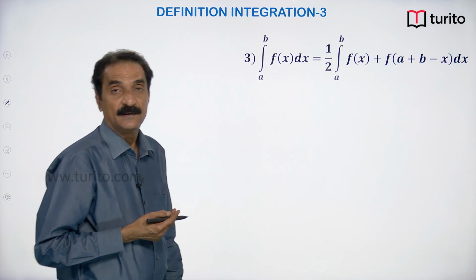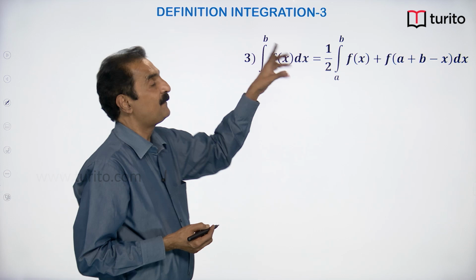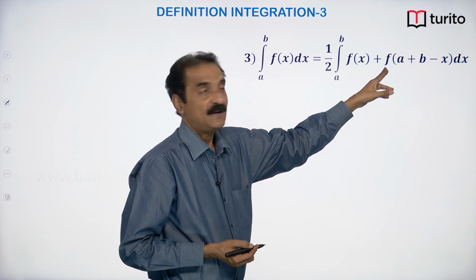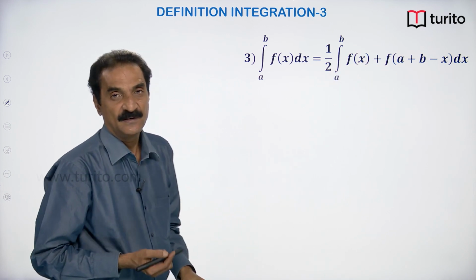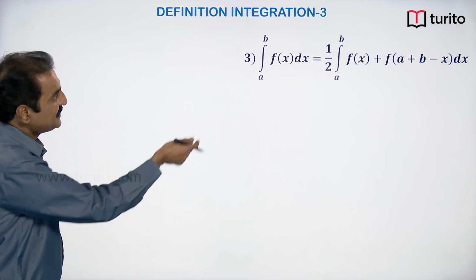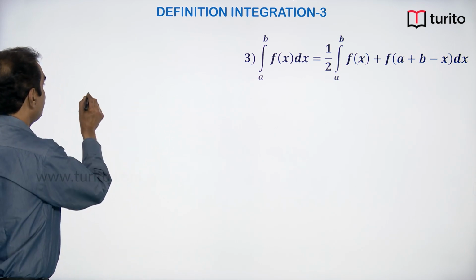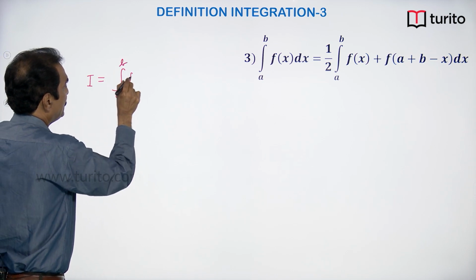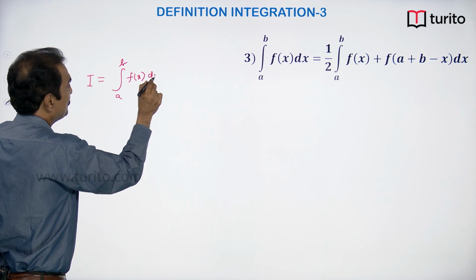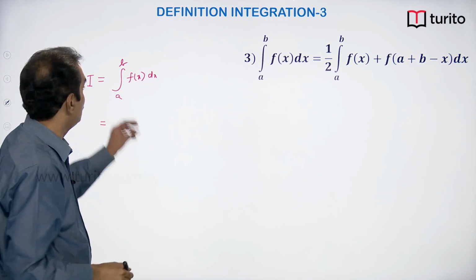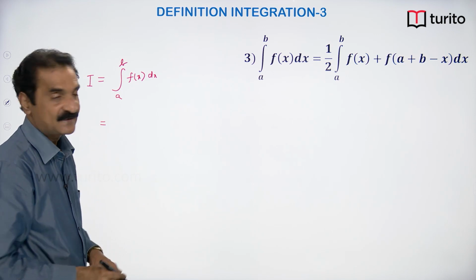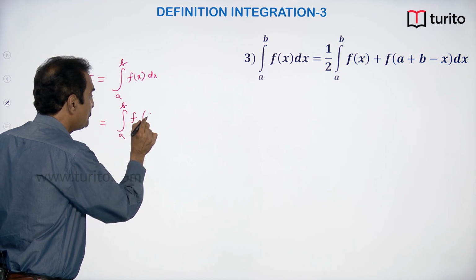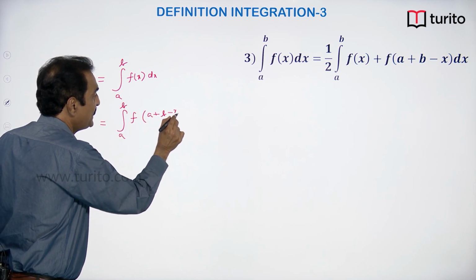Next, integral a to b f of x dx can be written as half integral a to b, f of x plus f of a plus b minus x. It is similar to the first shortcut we have discussed just now. Take integral a to b f of x dx as I. According to our properties, you can replace x by a plus b minus x. Integral a to b f of a plus b minus x dx.